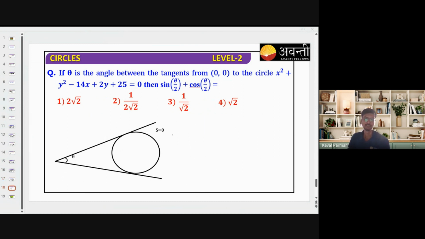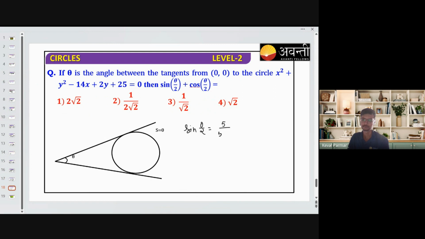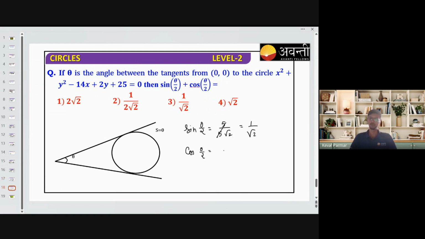Let us substitute these values. Sine theta by 2 was R by OC, meaning 5 upon 5 root 2. So I think it will be 1 by root 2. Similarly, cos theta by 2 will be root S1 upon OC. So 5 upon 5 root 2 again. So again we got 1 by root 2. If we add these, sine theta by 2 plus cos theta by 2 gives 1 by root 2 plus 1 by root 2, which is 2 by root 2, which is root 2. So simple, our answer is option number 4.